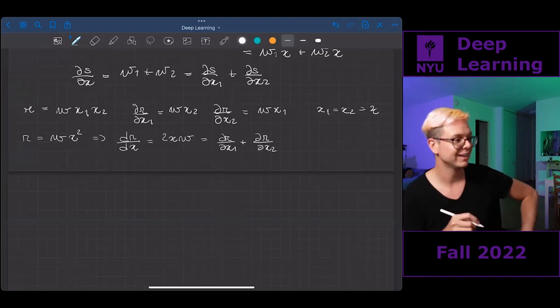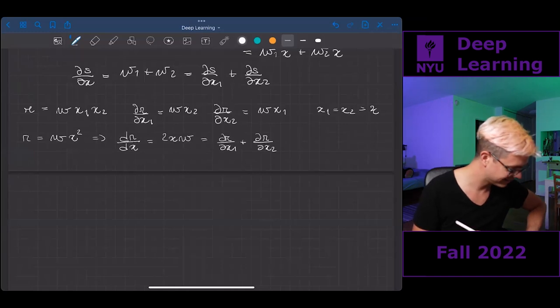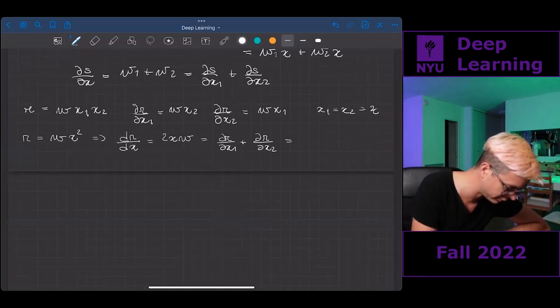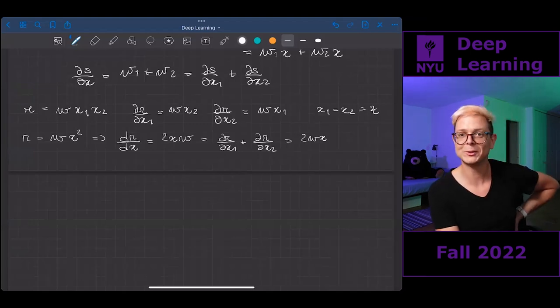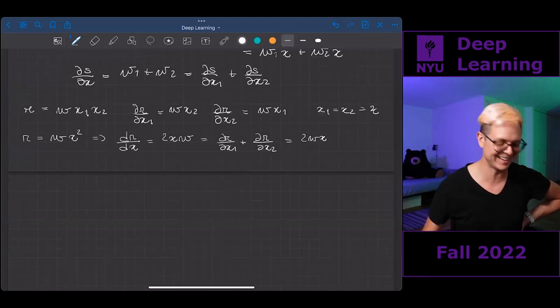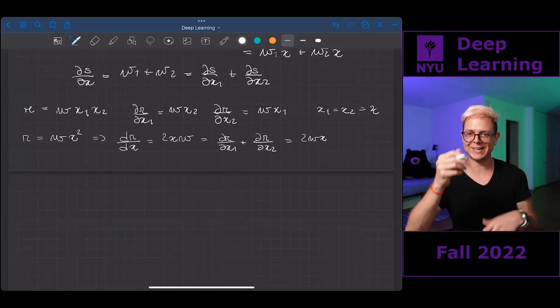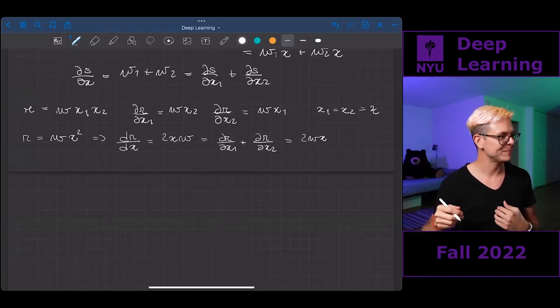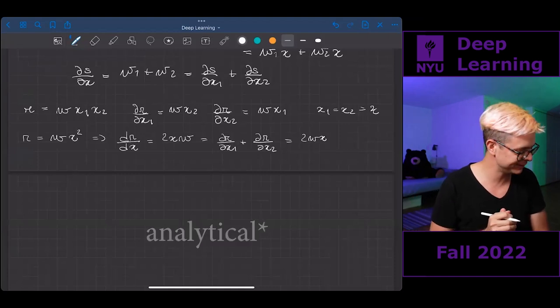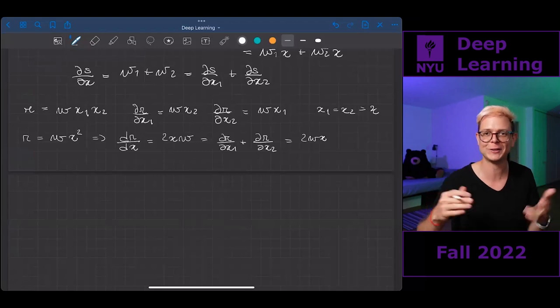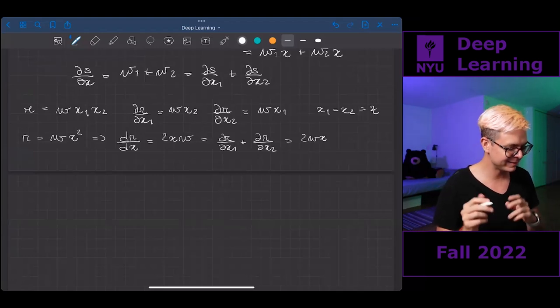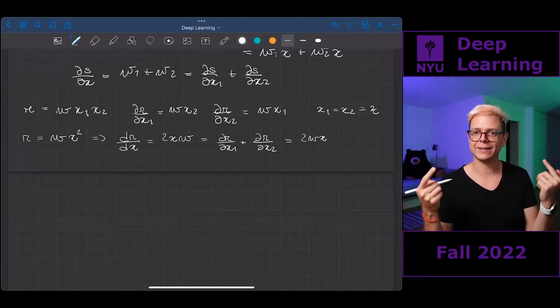You see? These two things are going to be 2wx. It's exactly the same thing. So it does work, right? We have two demonstrations, two arithmetical justifications. I showed you twice, two cases. Doesn't mean it's always true, but it is always true that whenever you have parameter sharing, the gradients sum.